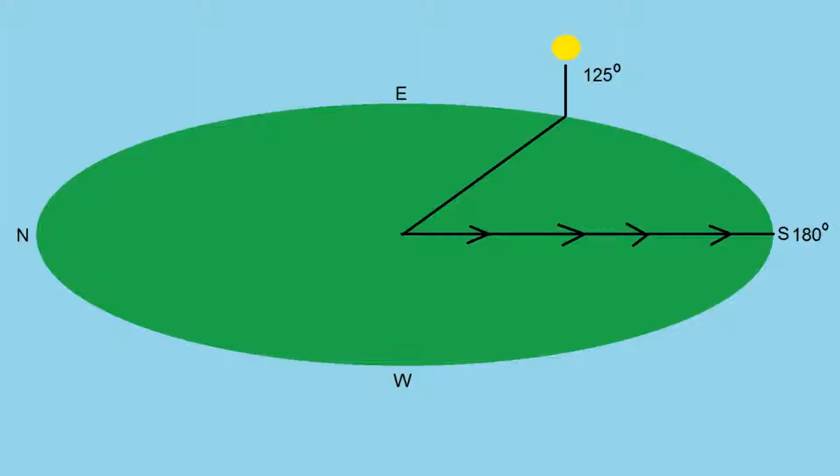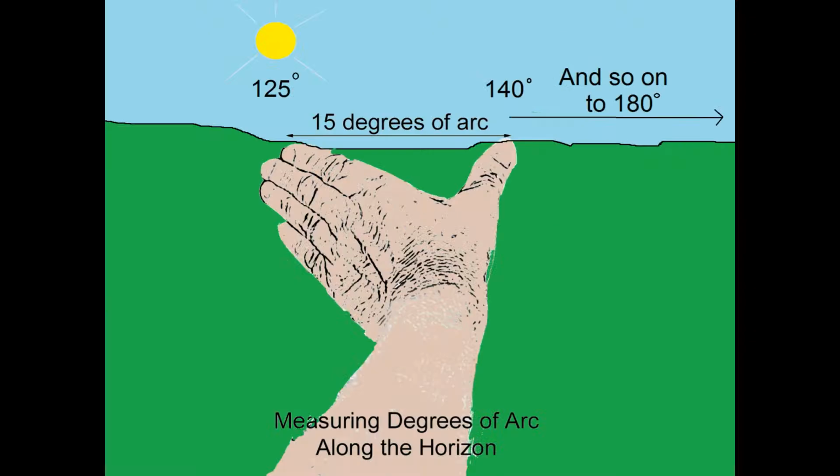Well, that's easy enough, but what if you want to travel along a bearing of, say, 180 degrees? Knowing that the sun bears 125 degrees, use your handy-dandy protractor to measure from the 125 degree spot directly under the sun to the spot on the horizon where your hand measurements show the bearing should be 180 degrees.